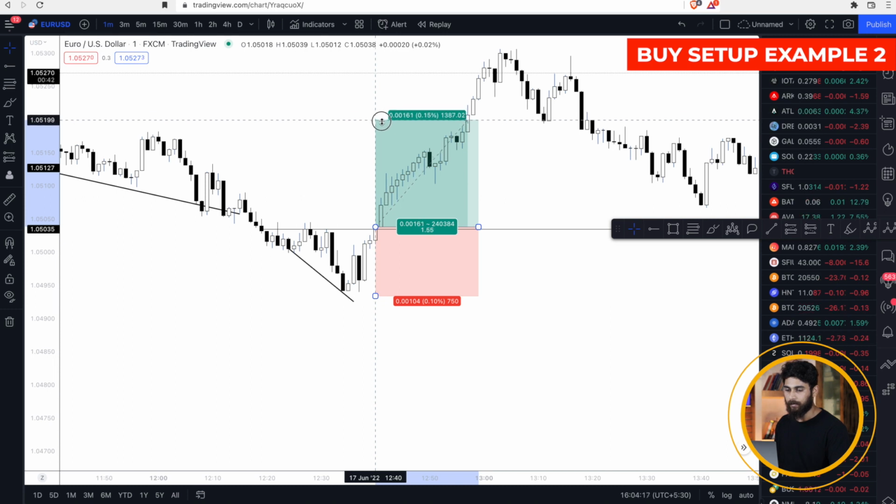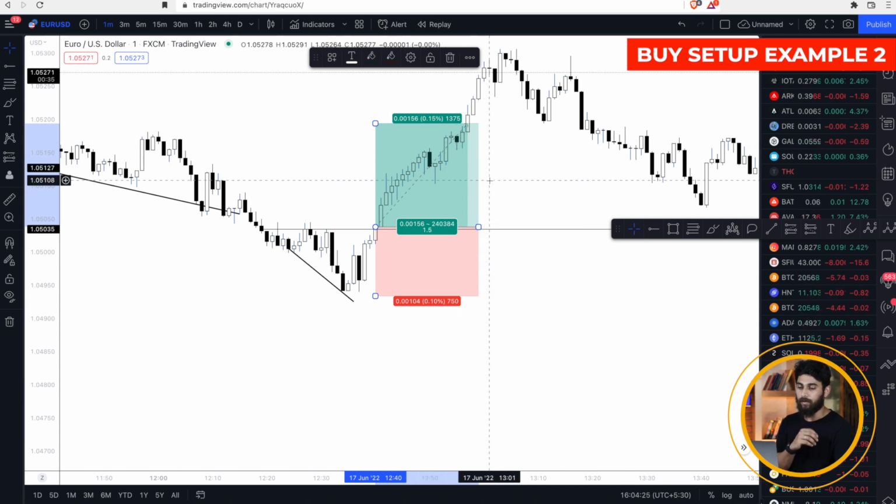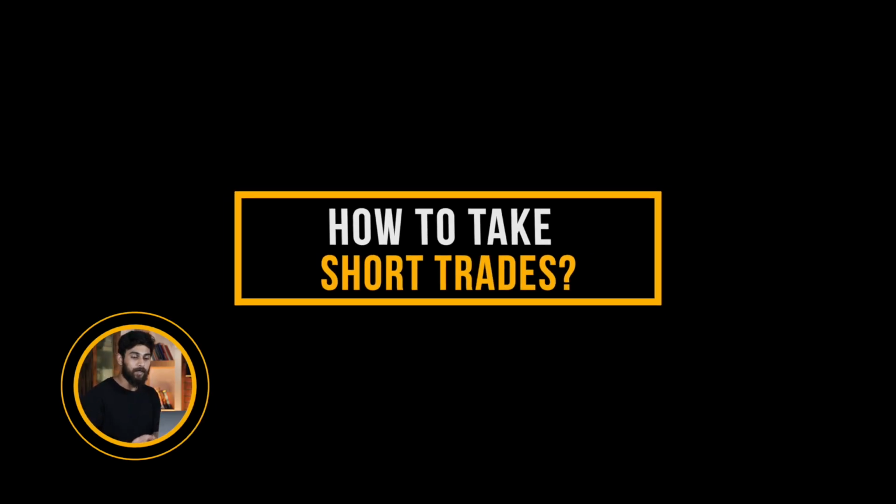at this point. So you can see how the price exactly moved 1.5. So you can see how this trade gave us a risk to reward ratio of 1.5. This is how you take the buy trades. Now let us see how to take the short trades.